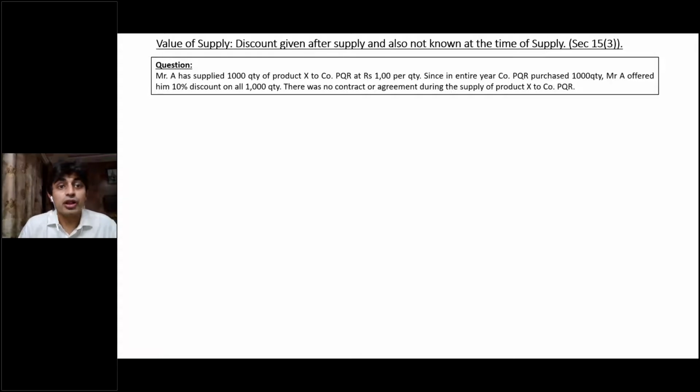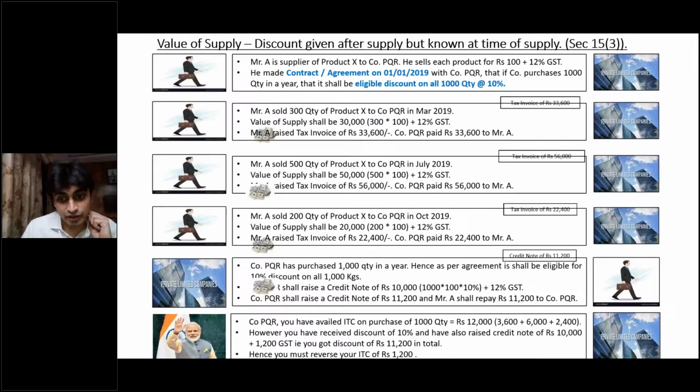Now the third one. Discount is given after supply and also not known at the time of supply. यानी कभी बात ही नहीं हुआ था discount का. No contract, no agreement, nothing. Now see, someone has asked me this query. Now this is what they are saying. How many credit notes I will have to issue?